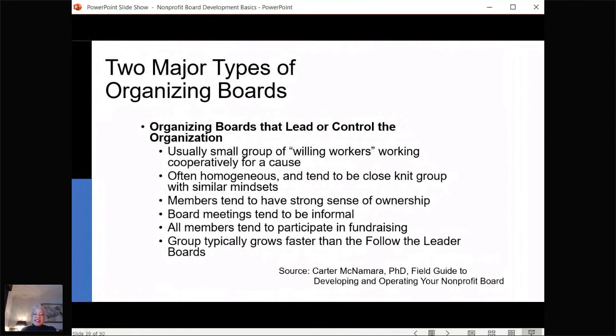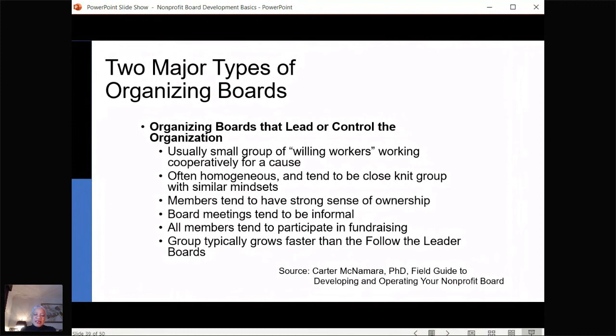Then there are organizing boards that tend to lead or control the organization. And these are usually a small group of willing workers. They're willing to work cooperatively for a cause. And again, they're often a homogeneous group. They think similarly, have similar attitudes, and they tend to be a close-knit group of people. And some people might even call them clannish. You know, if you're not one of that crew, people might perceive you as being clannish. And if you're part of that crew, you might perceive yourself as being cautious. And it's a delicate balance that you have to strike.